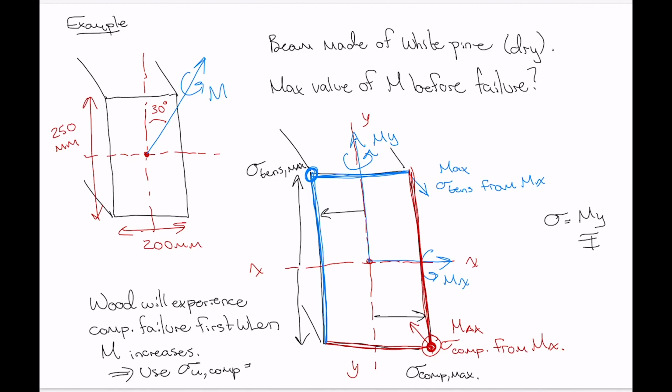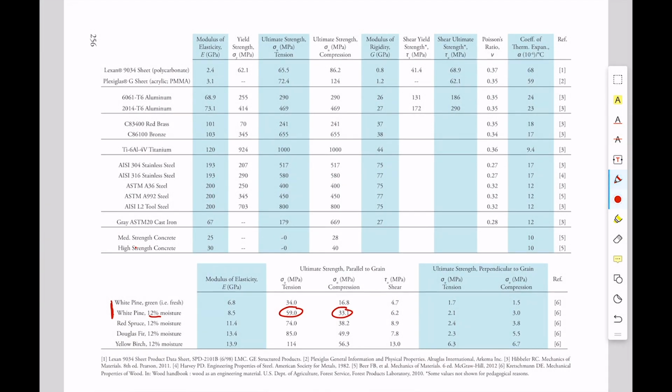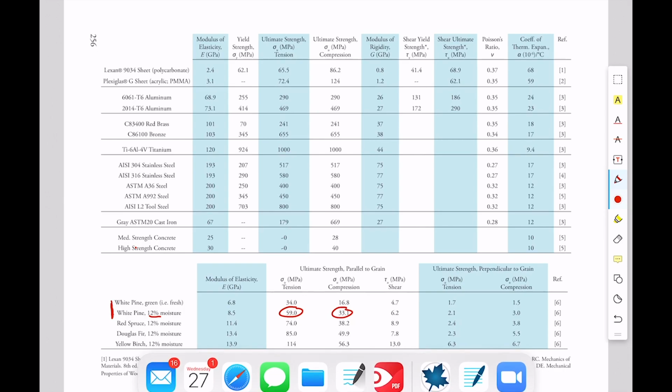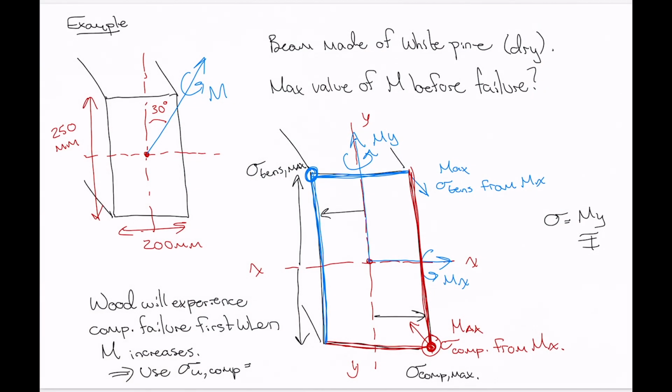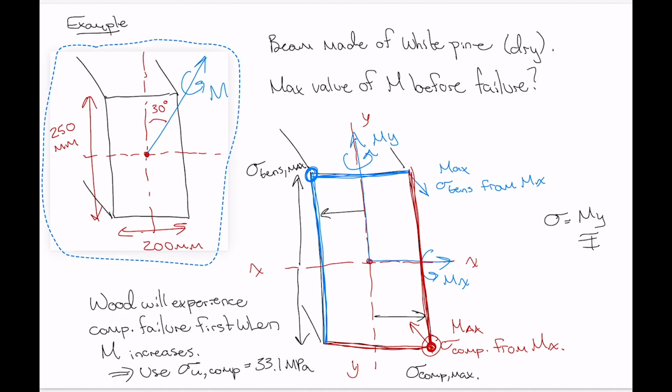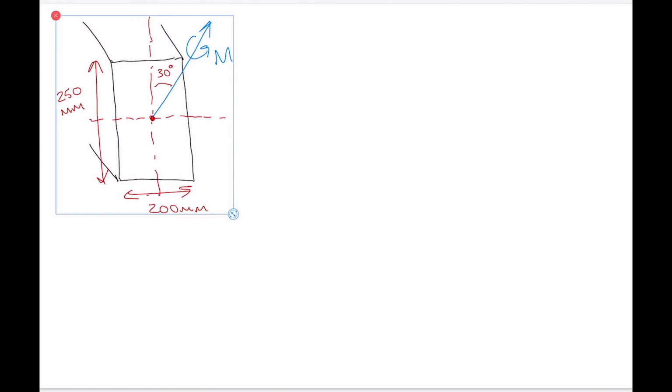So 33.1, the value I think was 33.1 there. So let's pop that in, 33.1 MPa. Okay, so what we'll do now is calculate what the stress is at that lower corner for both components. I'm going to copy this here and paste it over here so we have all our dimensions.